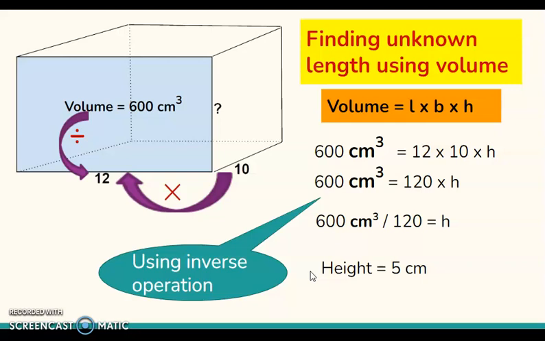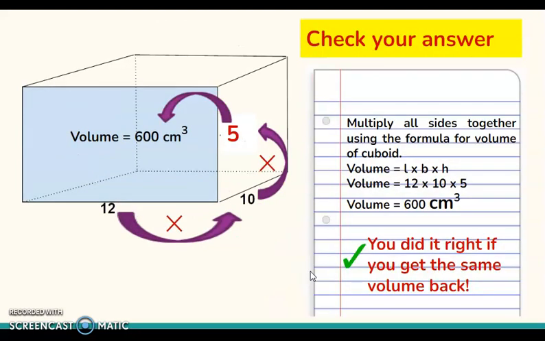So, this is how we can use the formula of volume of a cuboid to determine the missing length. At this stage, you need to check your answer. And how can you check your answer? We multiply all sides together using the formula for volume of a cuboid. We already had the dimensions 12 and 10, and we calculated height. So when we multiply them all together, if we get the volume back, it means that we did it right.